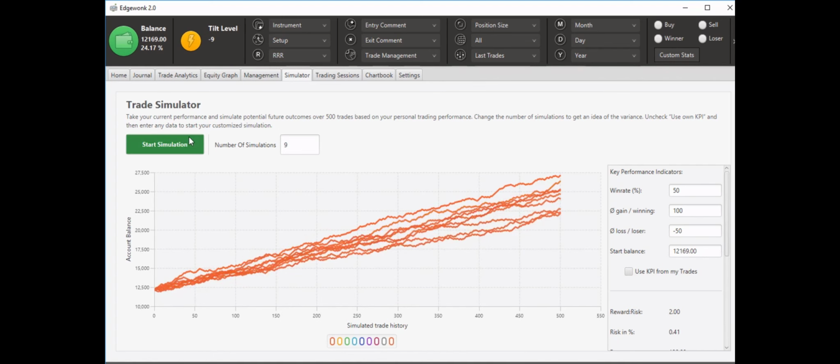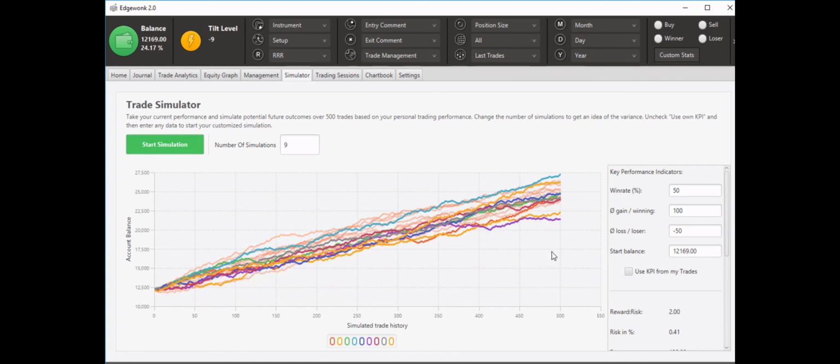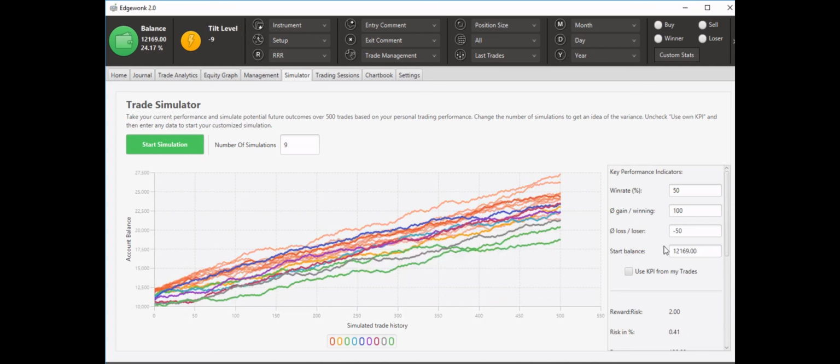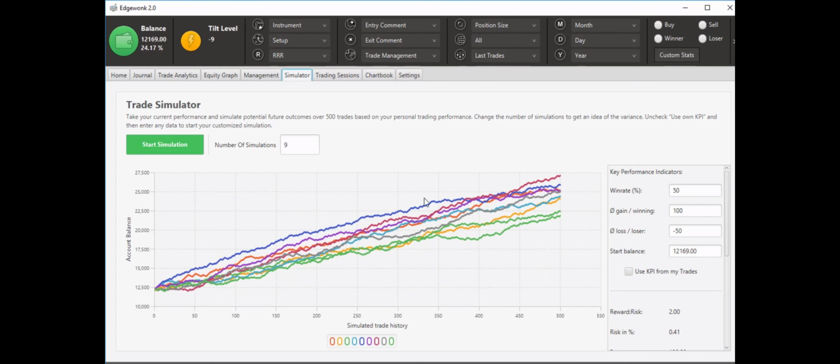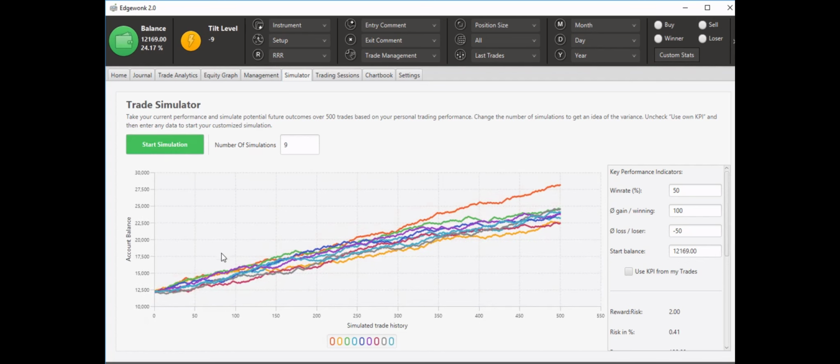And so just try to familiarize yourself with it, play around with the metrics here a little bit to understand what happens if you change the reward to risk ratio, and what it means and how win rate impacts your account growth, and then you get a better understanding of variance and those metrics in your trading.